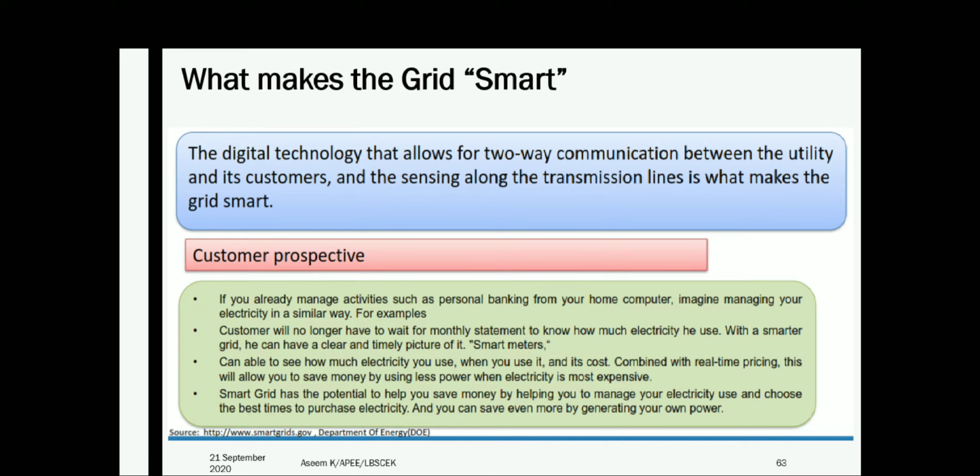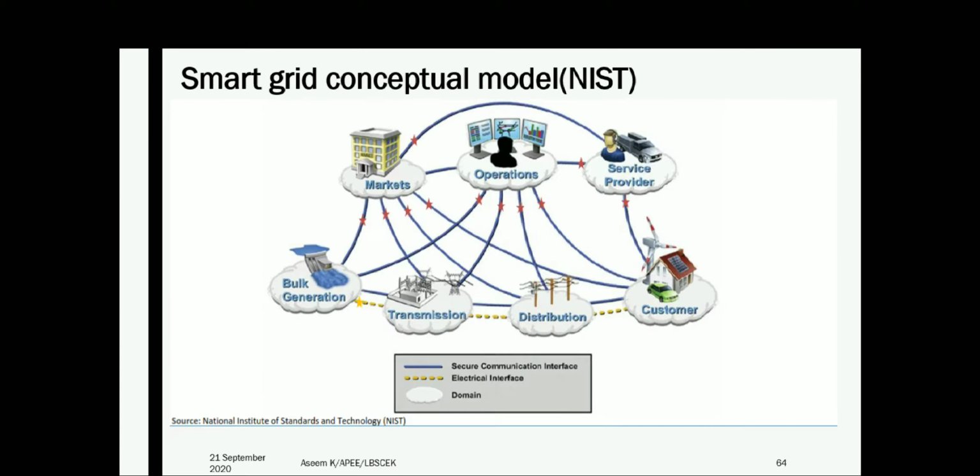Smart grid has the potential to help you save money too, by helping you manage your electricity use and choose the best time to purchase electricity. And you can save even more by generating your own power also. That is an important point. You can generate your own power at the distribution level, that is distributed generation based upon any renewable energy resources, and you can also sell that to the utility or grid. All these things you can handle at your home itself using your computer. So everything you can manage in a smarter way in the smart grid. This is one of the conceptual models of a smart grid.